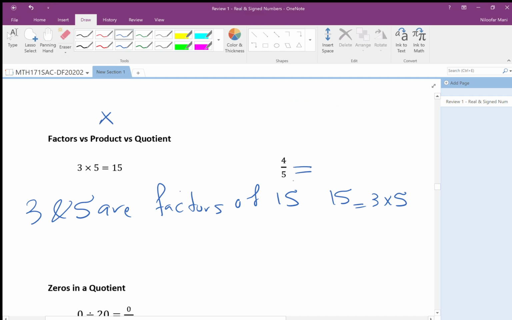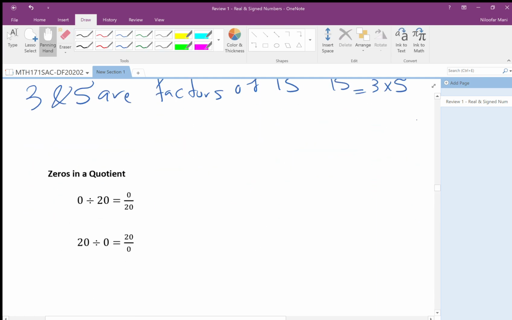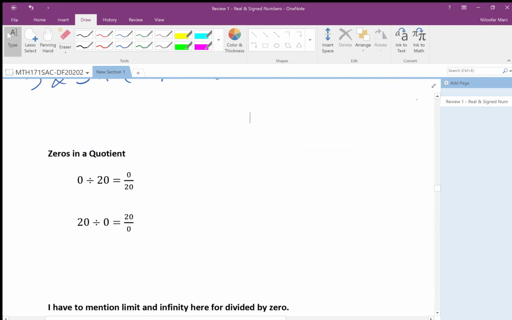4 divided by 5, I can use my calculator. It is 0.8. 0.8 is the quotient. Quotient is the result. So if I say quotient of 4 and 5, it doesn't mean 4 over 5. No, quotient is the result of 4 over 5, which is 0.8. Quotient is the result of division. How about here? 0 in the quotient, so 0 means in the division.